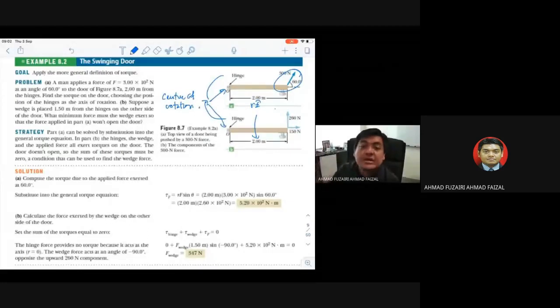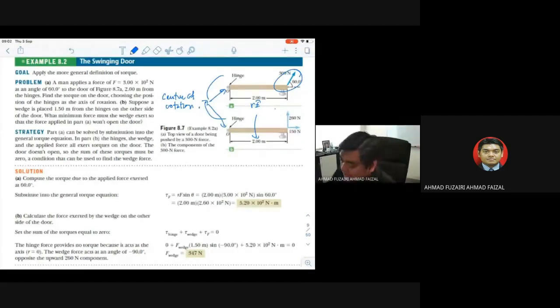Maksudnya kalau ikutkan tajuk talk ini, every force yang involved di dalam soalan, contohnya dalam kes ini ada hinge, ada 300 Newton, we have to calculate each one of those. Okay, each one of these kita kena calculate dan masukkan dalam torque net dia. Tetapi in this case, we choose the hinge as the center of rotation.